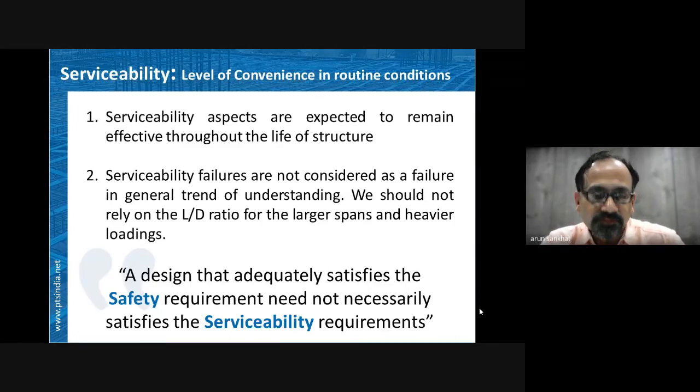So that is one thing. Also, this span by D ratio is worked out in the code with a certain amount of loading, that is, you can say, typical loading. For that, it is okay. But when we have a non-typical loading case, like a heavier loading case, where heavy loads are coming, then those L by D ratios are not applicable actually.